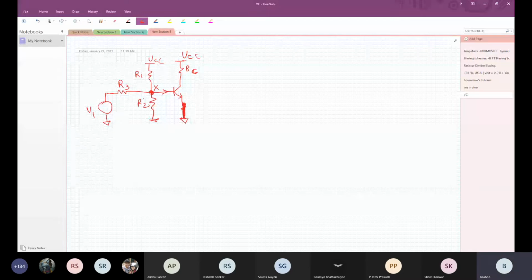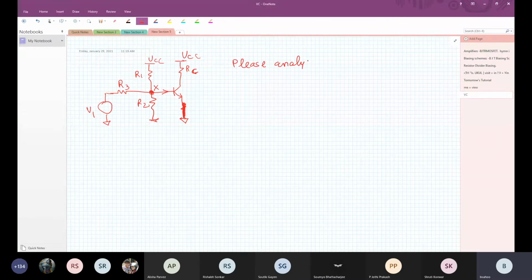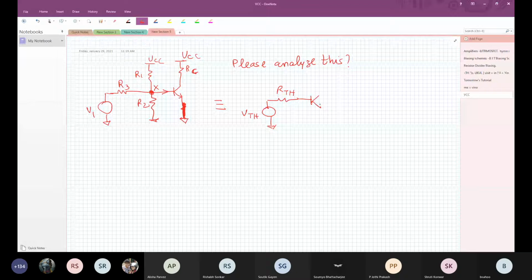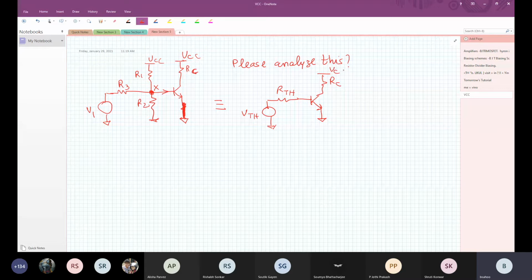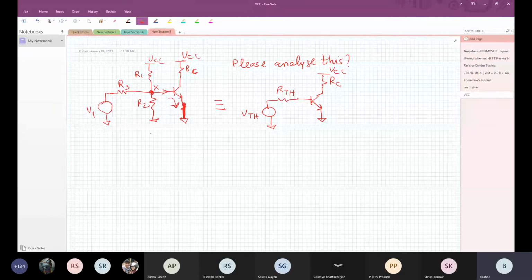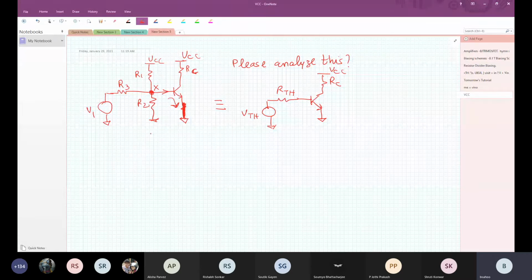Okay, so Shruti, please take a note of it. Tomorrow in the tutorial, we might solve this. So please analyze this. Okay, so that means this will be modeled as VTH, RTH, RC, VCC. So they should be modeled like this because my load is here. I want to find the load current. That is how I treat it as a load, and I'll use the Thevenin model to do that. Thevenin equivalent circuit. Okay. Am I clear?